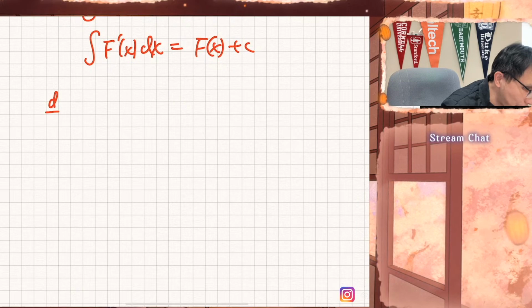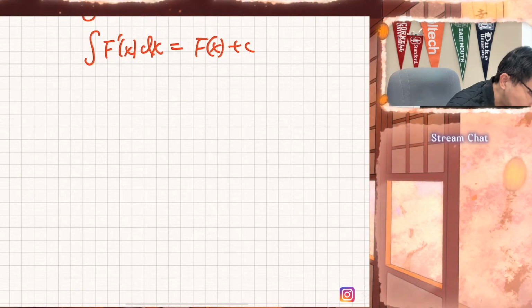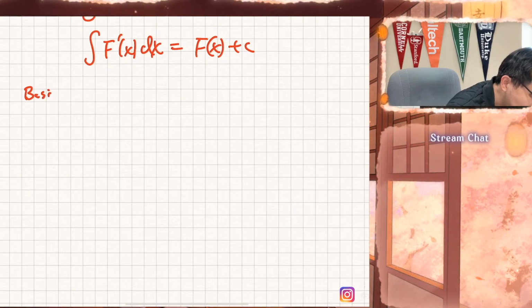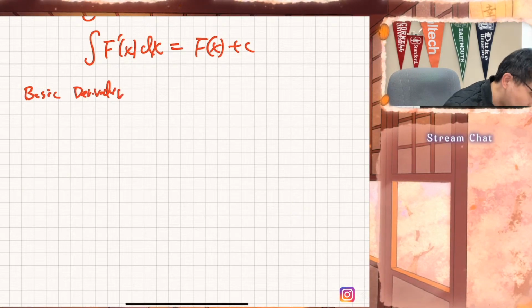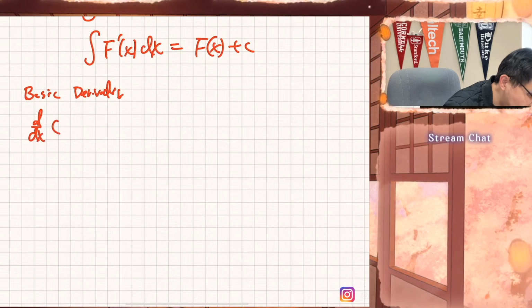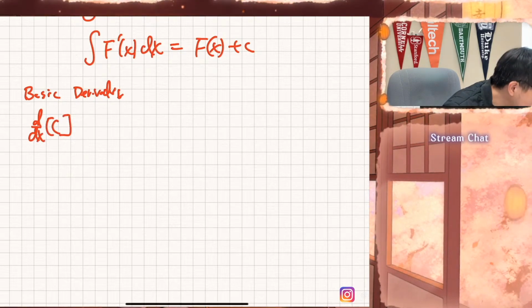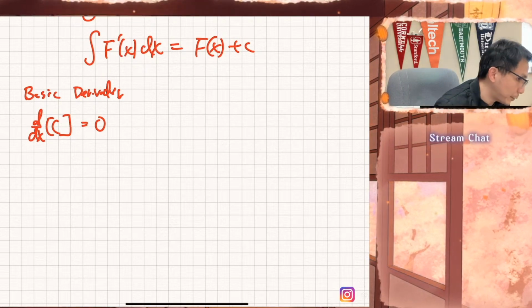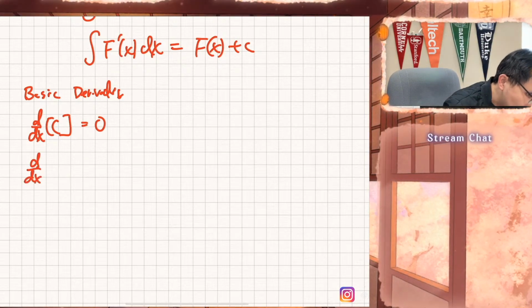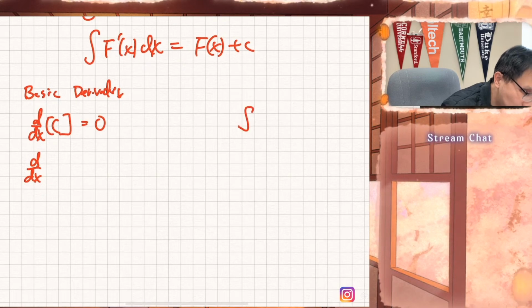So let's talk about some basic rules. The basic derivative. And this is very, very dry, yes. We'll get to more exciting things later. The derivative of a constant is equal to 0. That's a very easy given. What's the integration of 0?